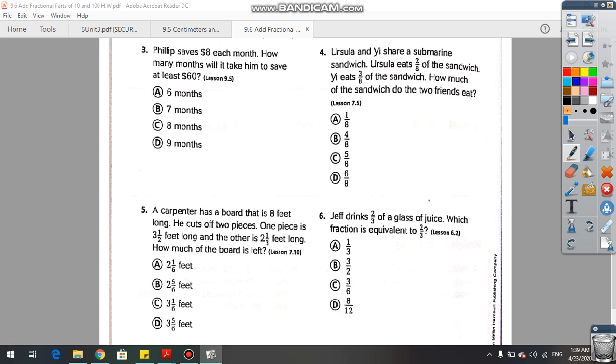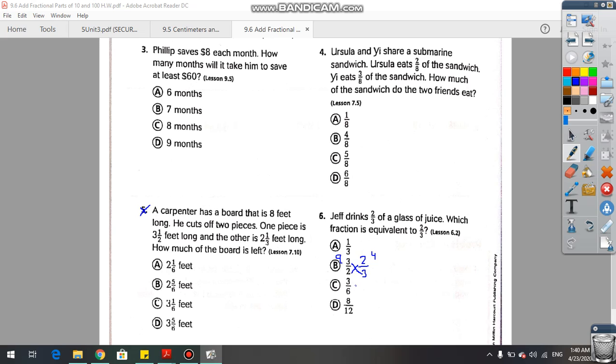Now guys, number 5 is not homework. Okay, number 6, Jeff drinks 2/3 of a glass of juice. Which fraction is equivalent to 2/3? Okay, is 1/3 equivalent to 2/3? No. How about 3/2? So let's see. I'm going to put 2/3 next to it. I'm going to cross multiply. 3 times 3 equals 9. 2 times 2 equals 4. So they are not equal.